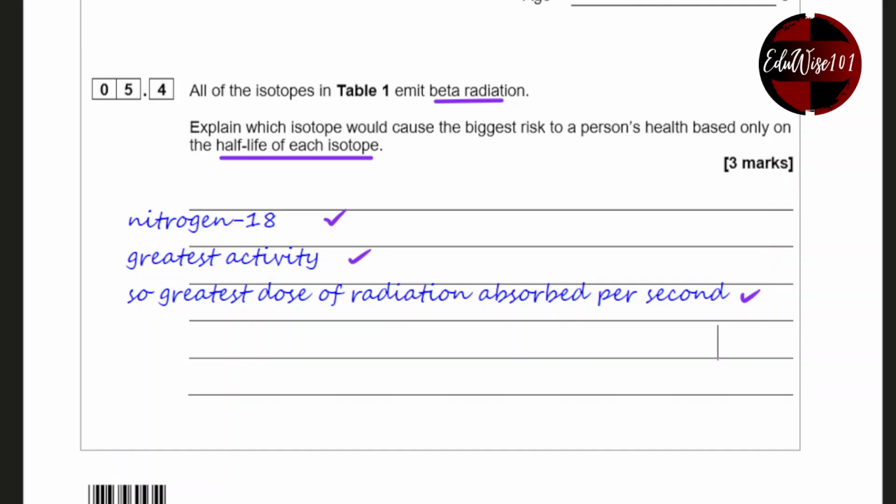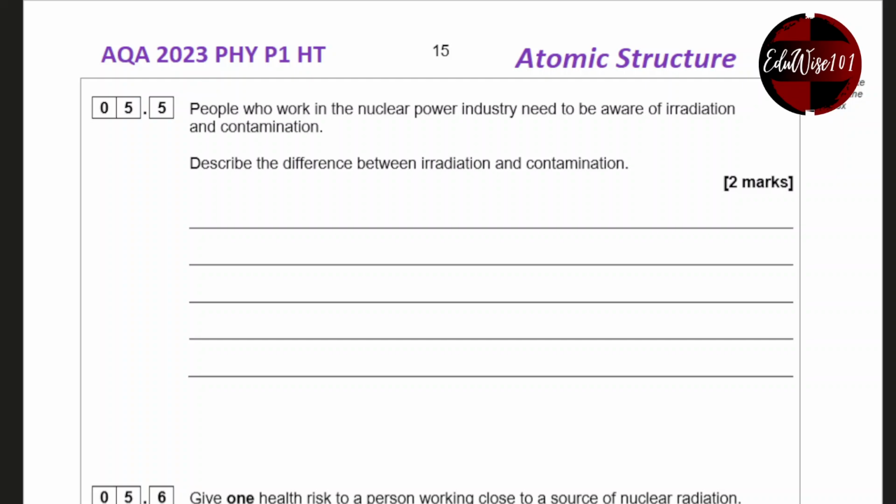Next part. People who work in the nuclear power industry need to be aware of irradiation and contamination. Describe the difference between irradiation and contamination. So irradiation, when you are exposed to, right? So for a short time, so like standing in the sunlight and then stepping back into the shade again, you've been exposed to the sunlight for a short time.